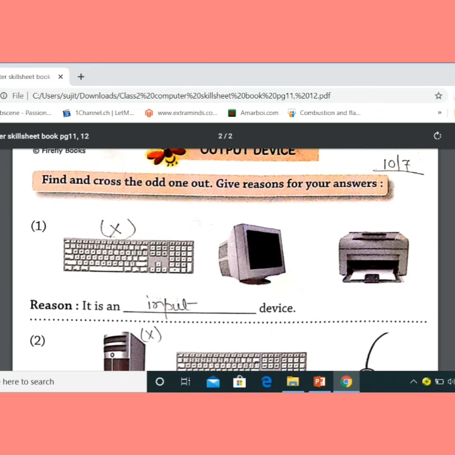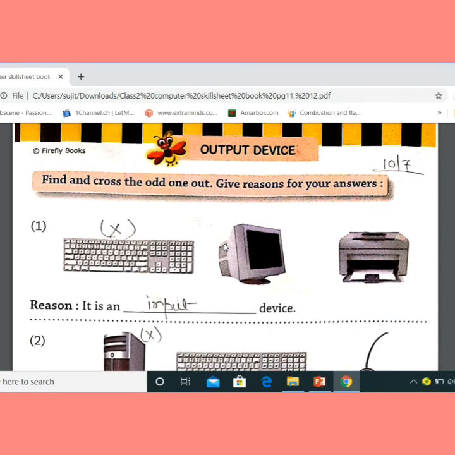The task is to find and cross the odd one out and give a reason for your answer. In each number, three devices are given. Among these three devices, we have to find the odd device and cross it out.